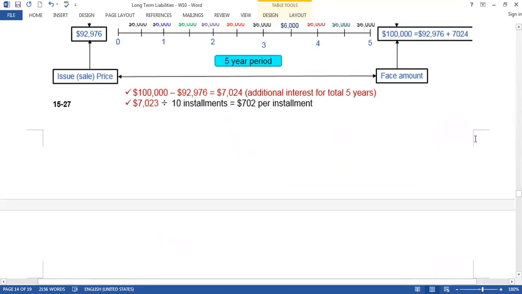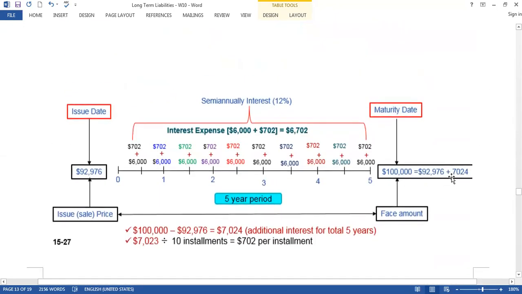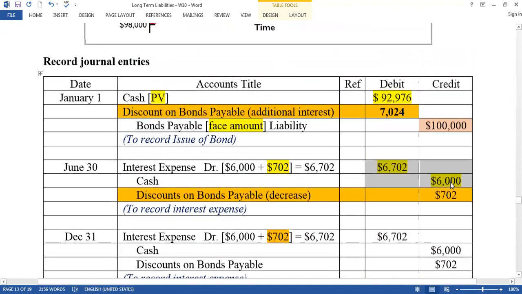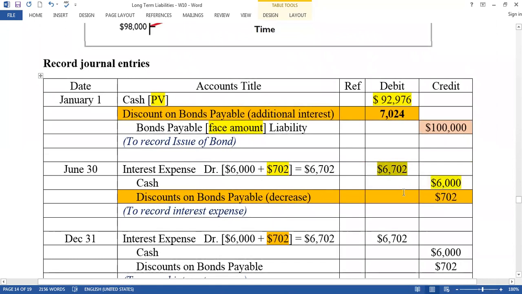Look at it. At the maturity date, we are paying cash, right? We are paying cash $92,976 plus $7,024, right? So we record today additional interest expense, but we pay cash at the maturity date. Clear? Yes. So that's why our interest expense is higher today. Why higher? Because we follow the matching principle, right? But we are not liable to pay money today. We record expense today, but we pay some cash today and some cash we will pay later on, at the maturity date.